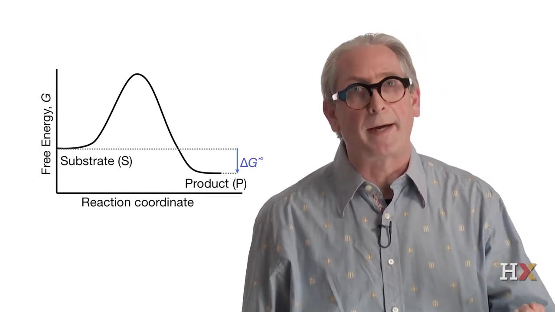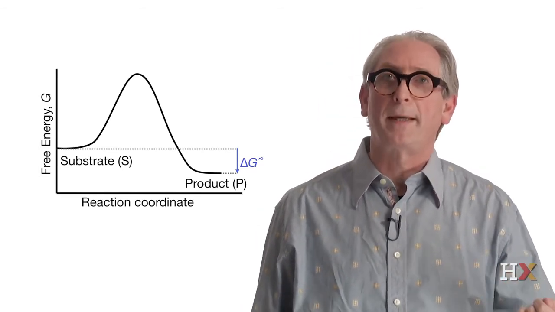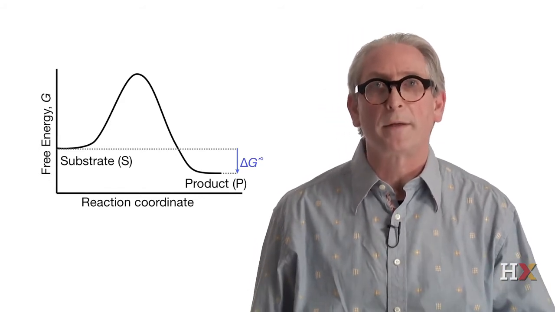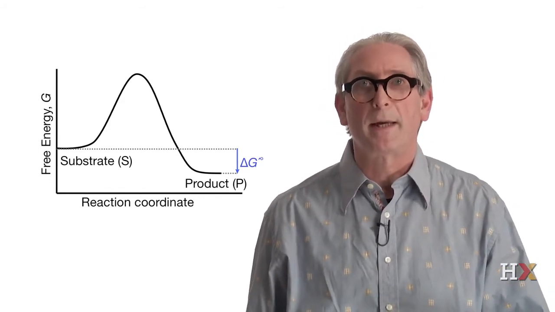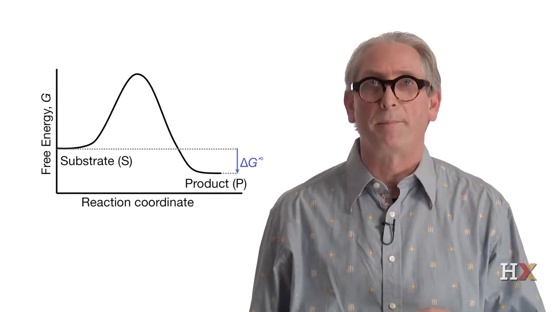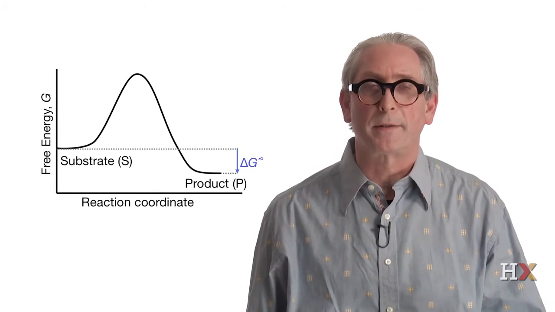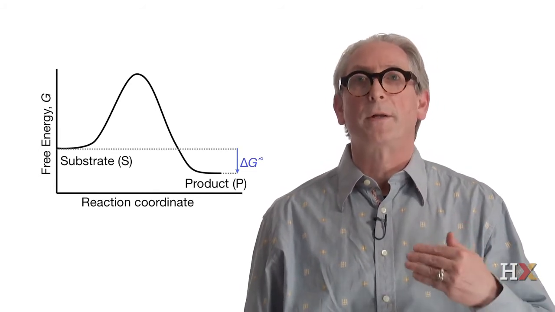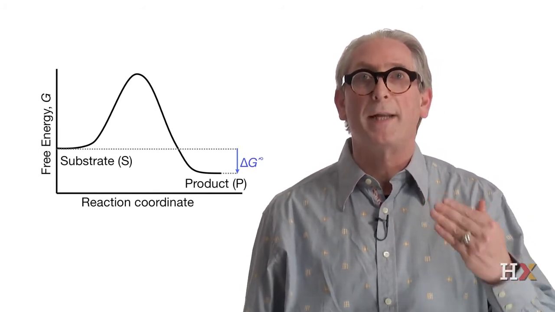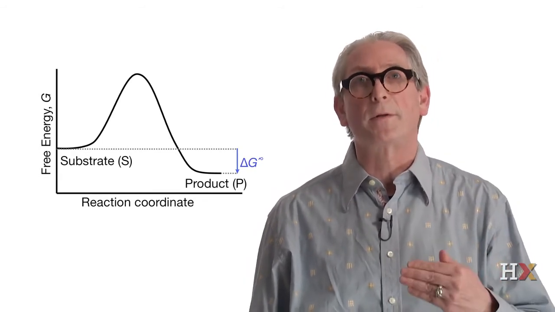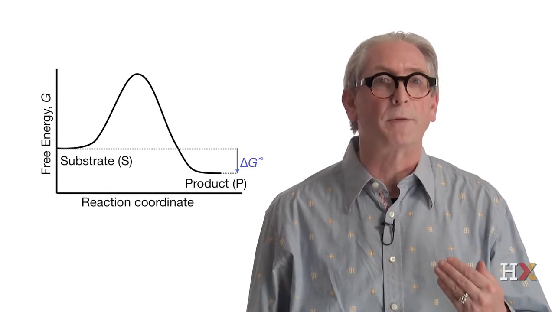Now, external factors can also affect the equilibrium. For example, the rate of consumption of the product in a subsequent reaction will change the equilibrium. Both these external factors and the thermodynamic parameters can tell us something about the spontaneity or the directionality of the reaction, but cannot tell us anything about the speed at which the reaction proceeds.